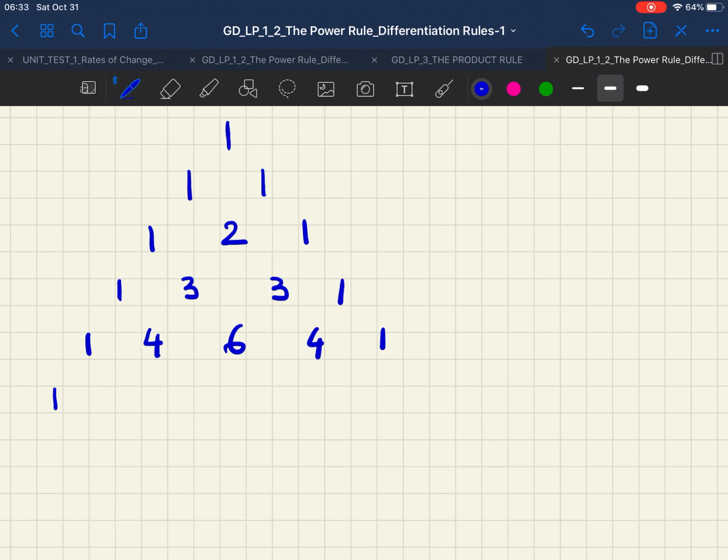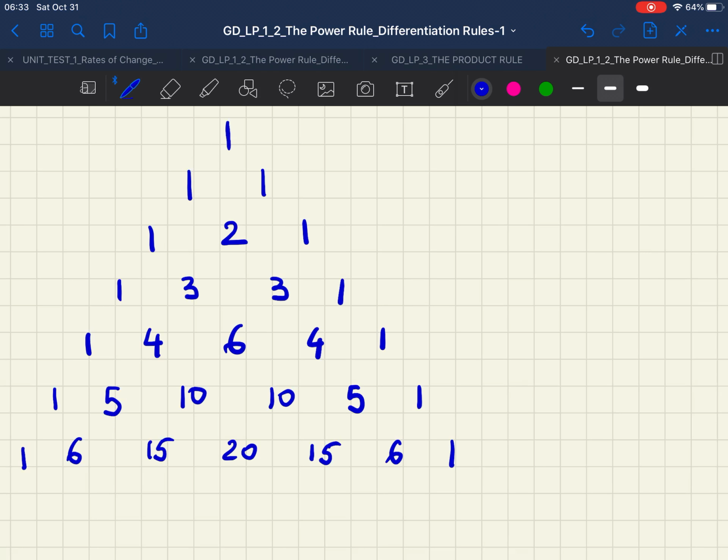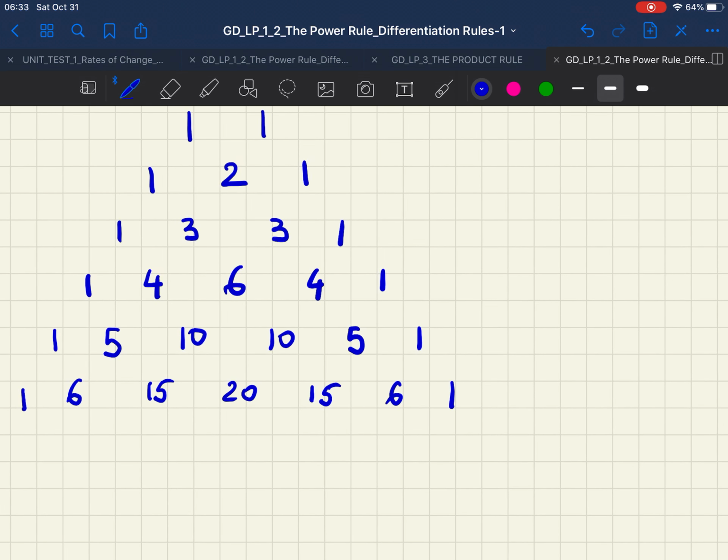I know you're getting tired of this. We're going to go a couple more rows. 1, 5, 10, 10, 5, 1. Again, 1 plus nothing, 1 plus 4, 4 plus 6, 6 plus 4, 4 plus 1, 1 plus nothing. One more. We need to see a pattern, that's why. Then 1, 6, 15, 20, 15, 6, 1. We need to have enough numbers. So we can continue on forever, obviously.